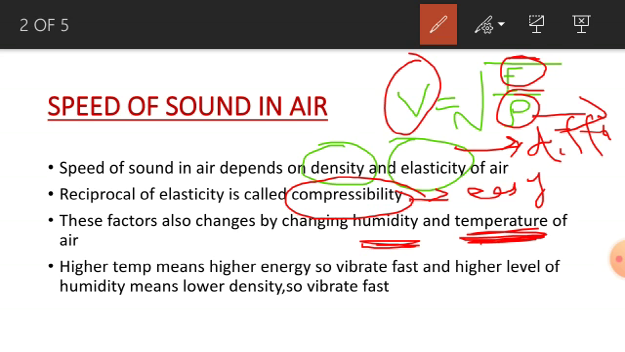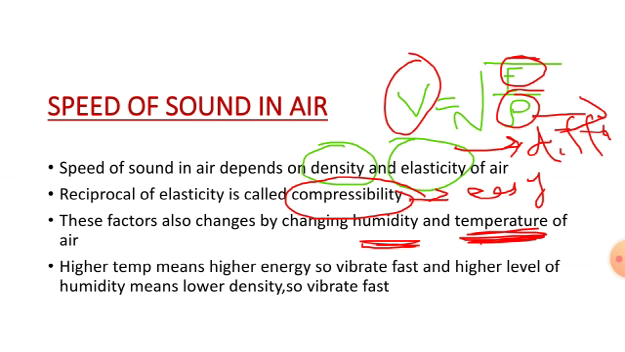Density decrease हुई तो speed क्या होगी? Increase होगी. It means कि अगर higher level of humidity अगर एयर में मौजूद हो, वाटर वेपर ज़्यादा हो, तो उसकी डेंसिटी डिक्रीज हो जाएगी. डेंसिटी डिक्रीज होने से स्पीड क्या हो जाएगी? इंक्रीज हो जाएगी.